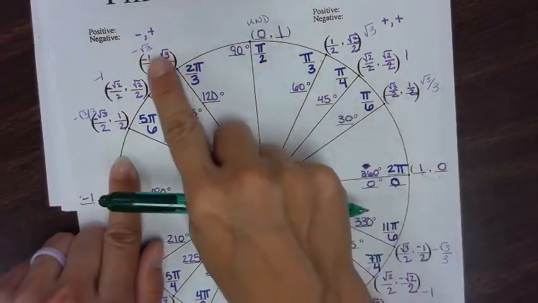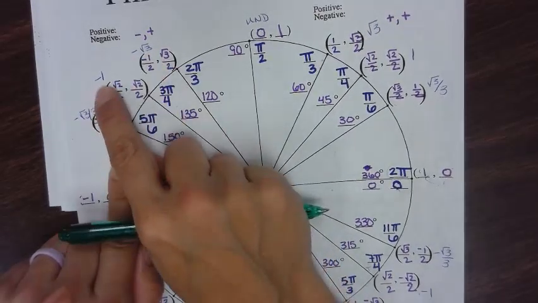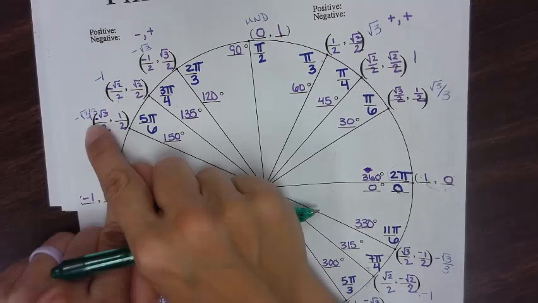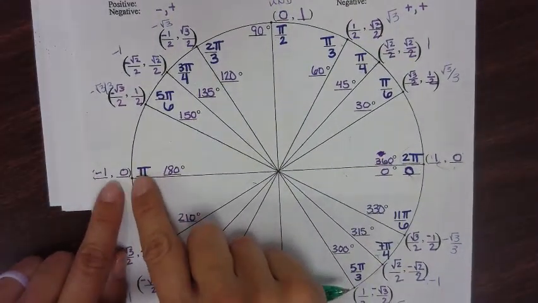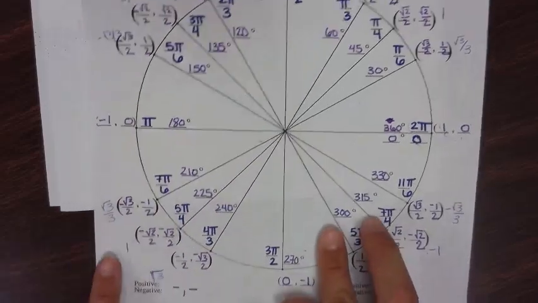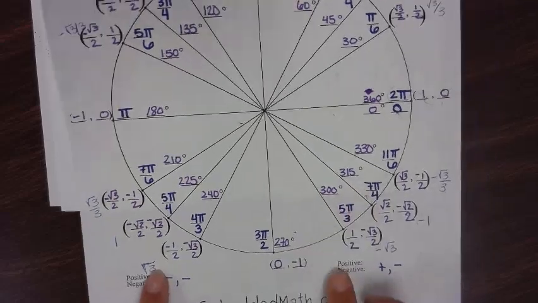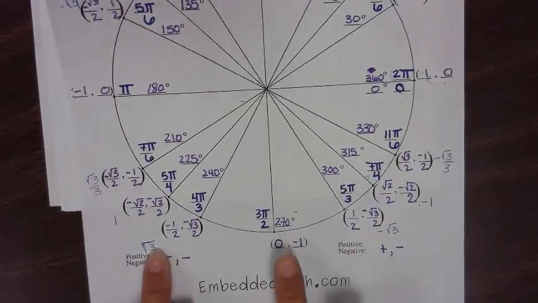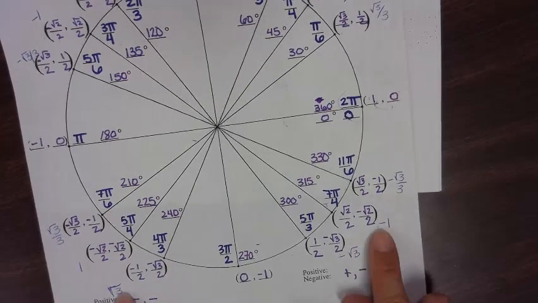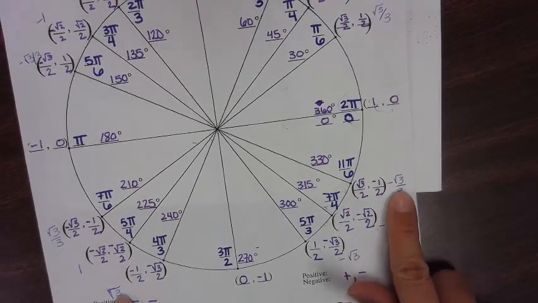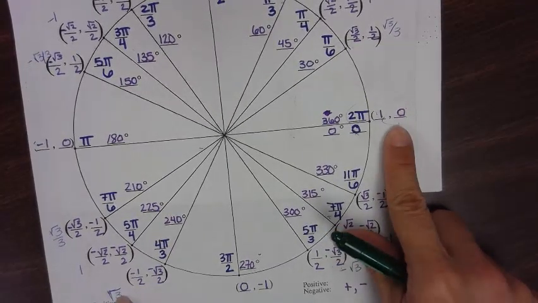Undefined, negative square root of 3 over 3, negative square root of 3, negative 1, negative square root of 3 over 3. This is 0. Square root of 3 over 3, 1, square root of 3, undefined, negative square root of 3, negative 1, negative square root of 3 over 3, and 0.